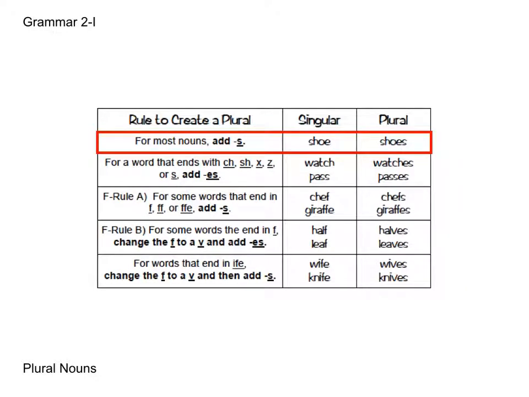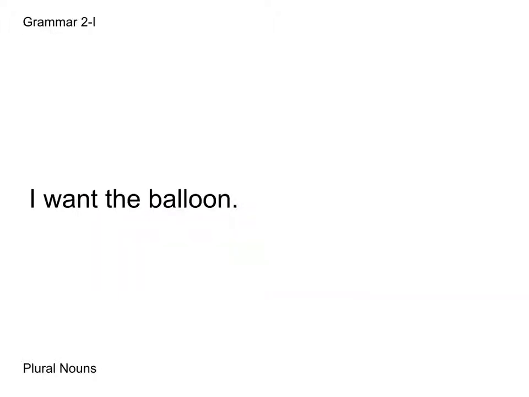So our first rule is, for most nouns, add s to make it plural. So our example on this page is shoe would become shoes. Now we're going to look at it in a sentence. We have I want the balloon, which would become I want the balloons, which would have an s added to balloon to make it plural.